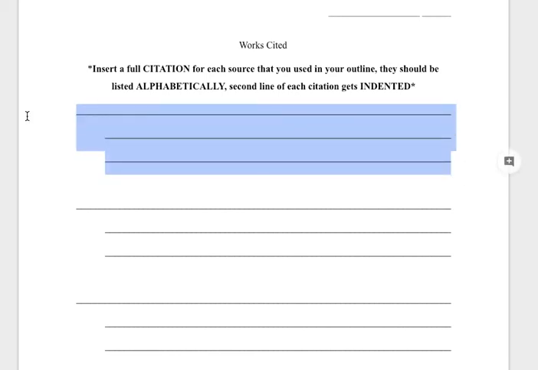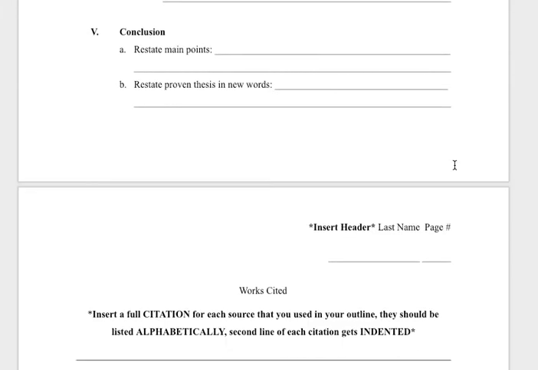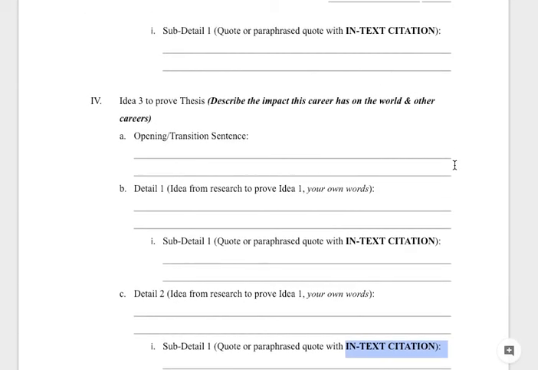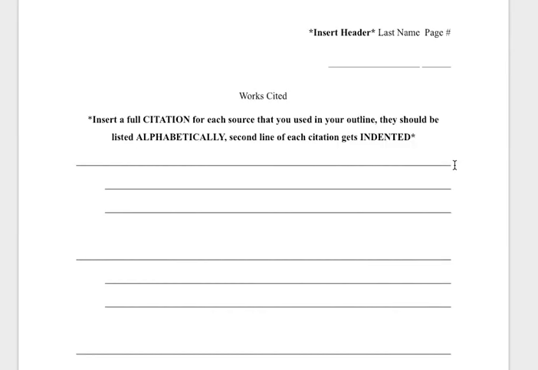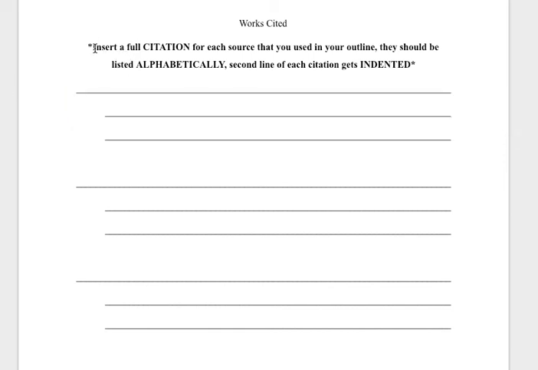So a full citation includes all of the information that you have about that source. The author, the source, the title, page numbers, dates, publishing location, whatever. All of that is going to be put on this page. You should have a citation for every single source that you used in this paper. If you found a source in your research, but then you wound up not using it in the paper, you do not need to put it on this works cited page. So you should insert a full citation for each source that you used in your outline.